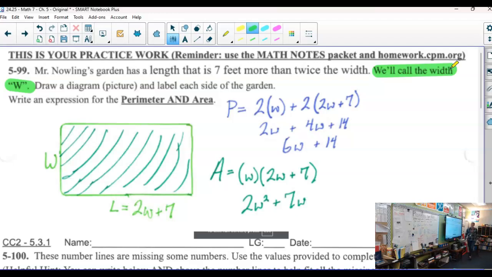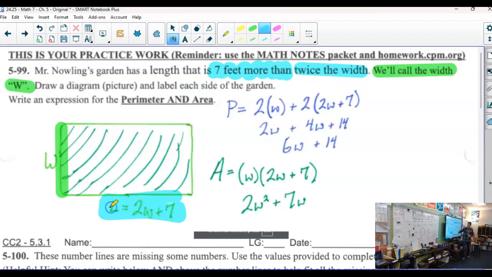So they tell us the width we're going to call W. So we set up that the width is W. Here's where some of us then went off the tracks. What do they tell us about the length? Jimmy? It's 7 more than what? Ooh, it is 7 more than twice the width.